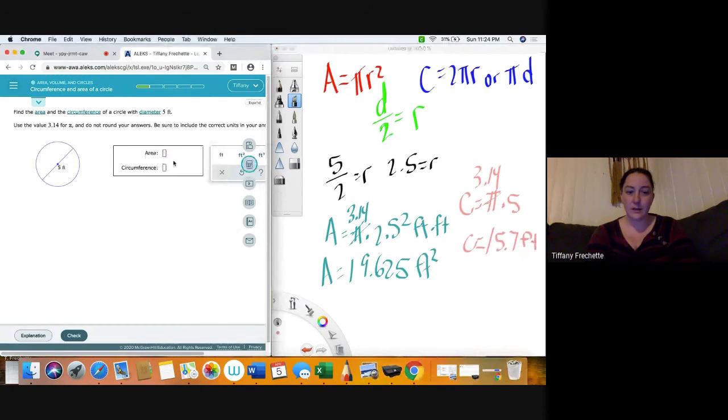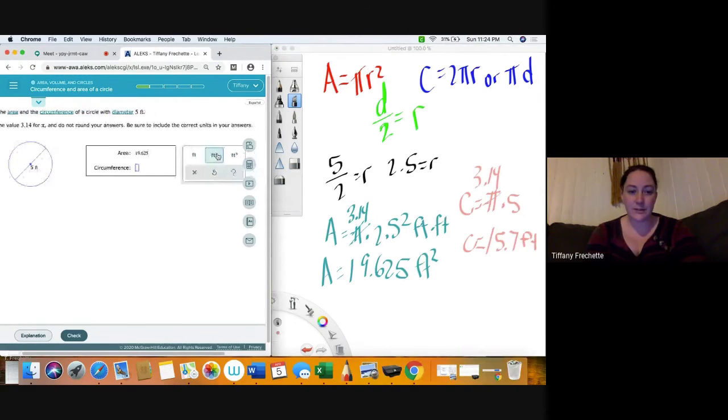All right, so we're going to go area is 19.625. And I know I did it on the last one without really saying anything. You do need to select the unit there. If you don't select it, it will mark you wrong.